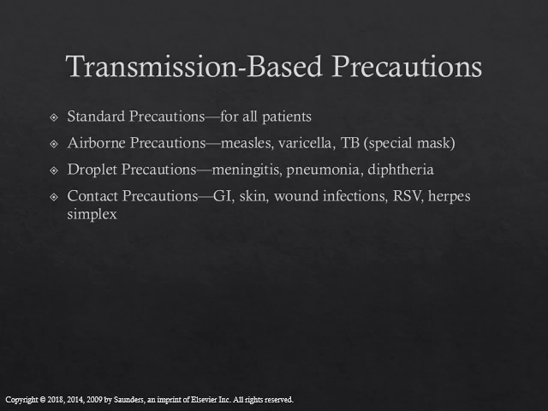Droplet precautions include meningitis, pneumonia, diphtheria. In contact precautions are going to be GI, skin, or wound infections, RSV, and herpes simplex. Those are some examples.